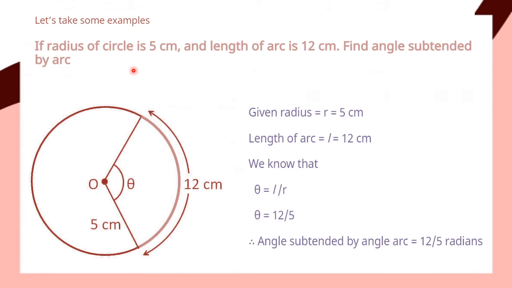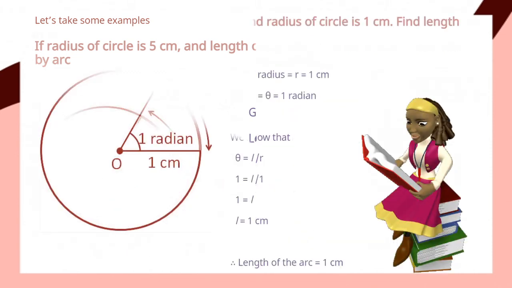Let's take some examples and do a few questions based on these concepts. If the radius of the circle is 5 cm and the length of arc is 12 cm, find the angle subtended by the arc. We know, students, we have to find the angle in radian, not in degrees. So theta is equal to L by r. What is L? 12. And what is r? 5. So 12 by 5 radians.